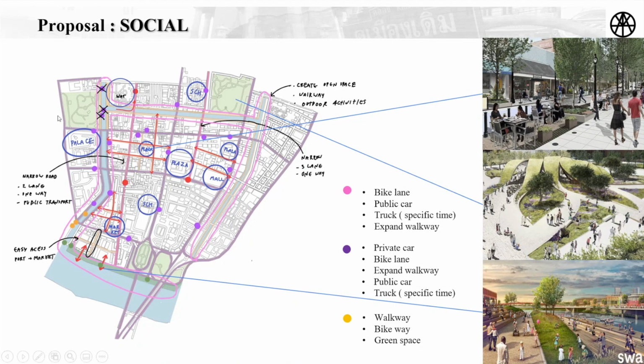Next is the purple color. This road is a big road with an area for a walkway, but it does not have a bike lane and is not convenient for people who want to use public transportation. We change it to support private cars, public cars and trucks, and add more bike lanes and expand the walkway.